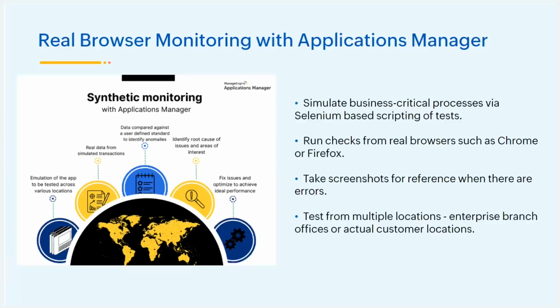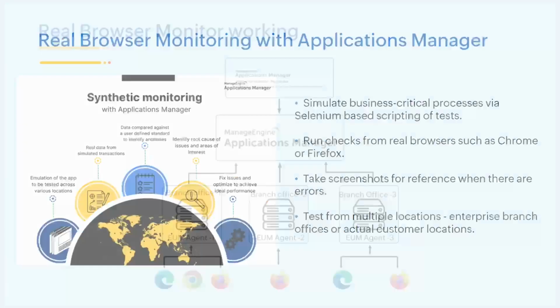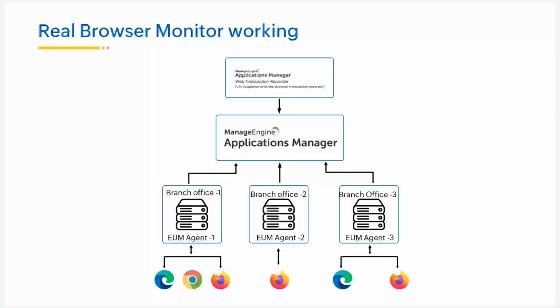The main advantage of synthetic transaction monitoring is that it enables testing from different locations, whether enterprise branches or actual user locations. To facilitate monitoring across multiple locations, we use end user monitoring agents. For example, if you are hosting an event at your office and have created a registration form, it's important that employees from all branch offices can register without any issues.